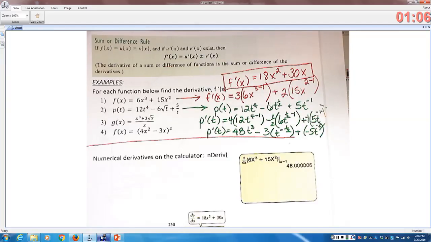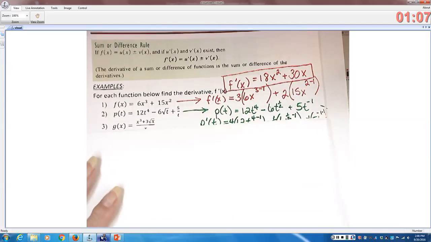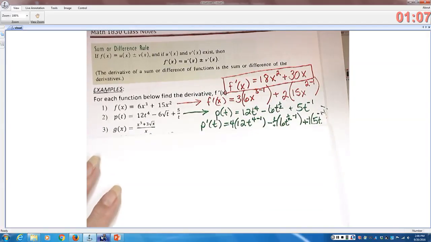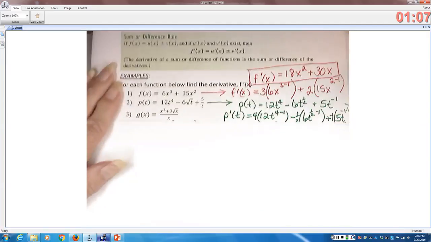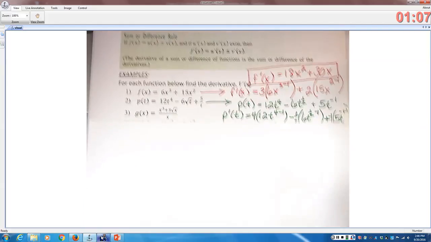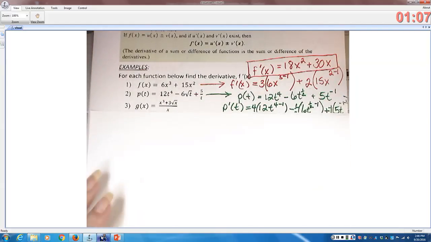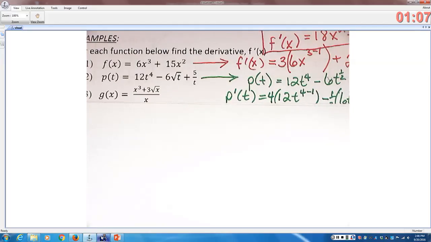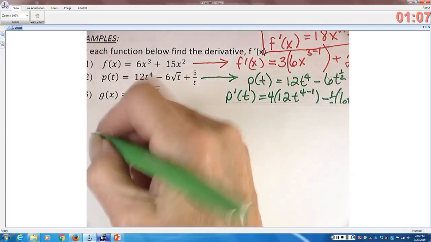And then you come to my third example, and you're saying, yeah, I don't think that's going to be quite that easy. So I'm going to rewrite my third example so we have more room.